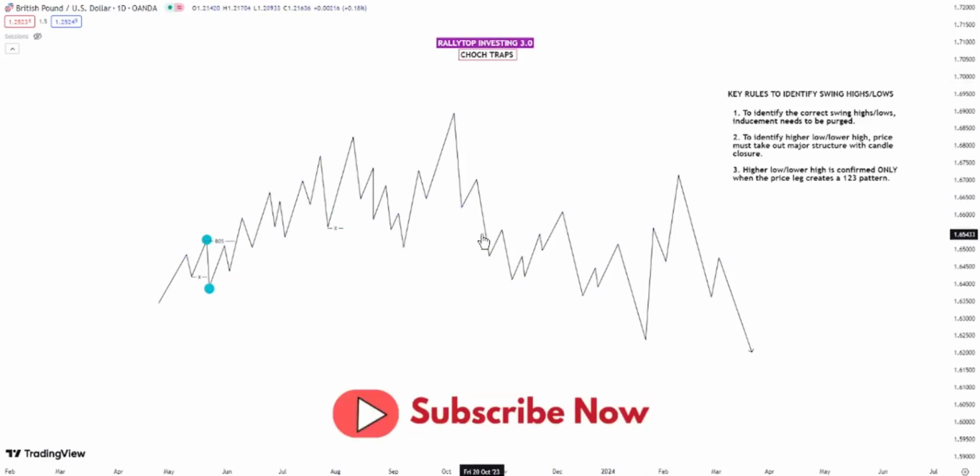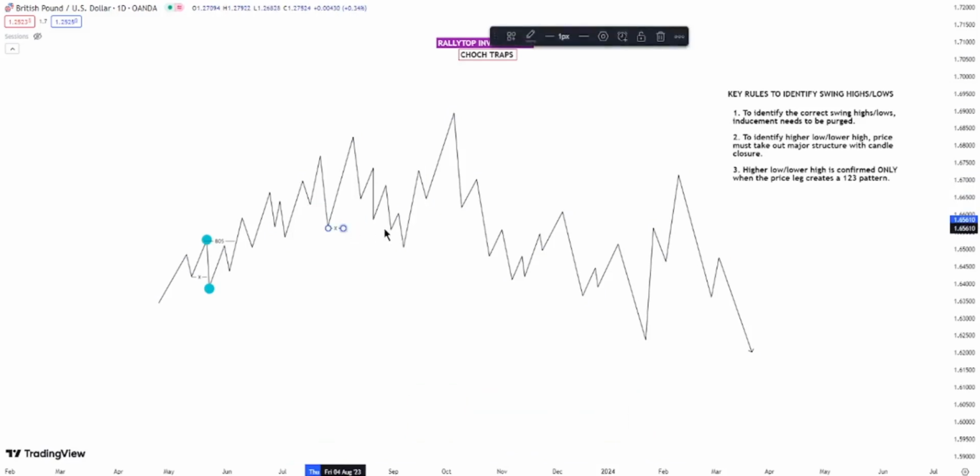Okay? Now, as you can see, price has taken out this inducement. As you can see, it has taken it out. And therefore, this high has fulfilled the first condition. So we can mark it now as our swing, major swing high. This is our major swing high. And this, our low now, cannot be confirmed until rules number 2 and 3 are fulfilled.